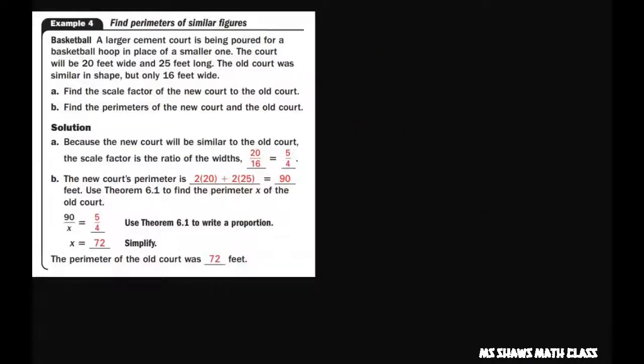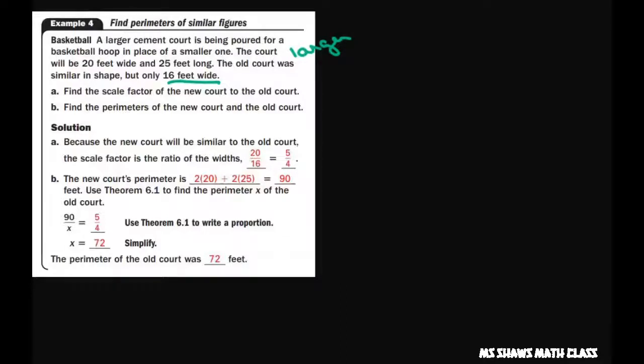So we have a basketball problem. A larger cement court is being poured for a basketball hoop in place of a smaller one. The court will be, so this will be the larger one here, 20 feet wide and 20 feet long. The old court was similar in shape, but only 16 feet wide. So find the scale factor of the new court to the old court.